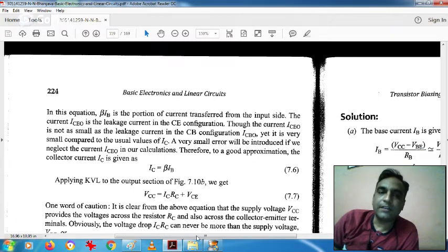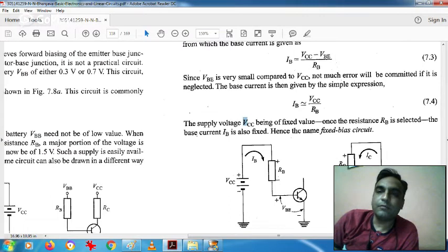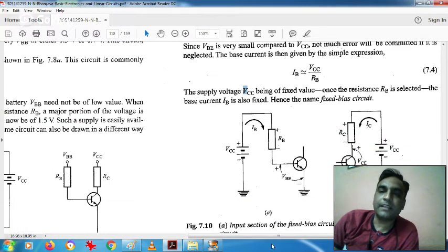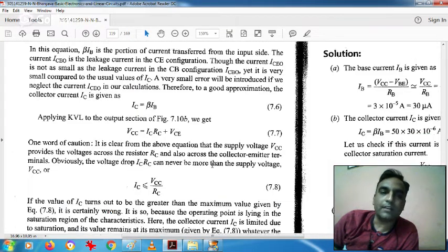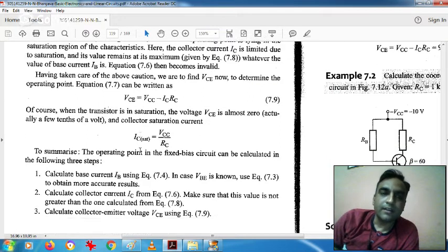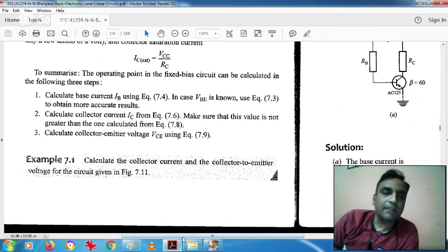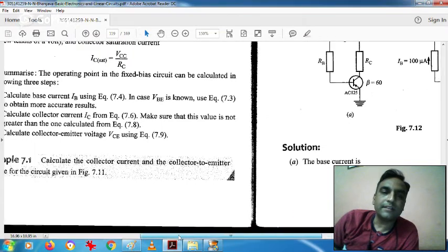Then on the output side, if we write the loop equation, we will have VCC equals ICRC plus VCE. So what we will get is VCE from that equation. After getting VCE, we get the other parameter of the Q point, and then we can find the Q point and locate it wherever we want to set it by using these equations.